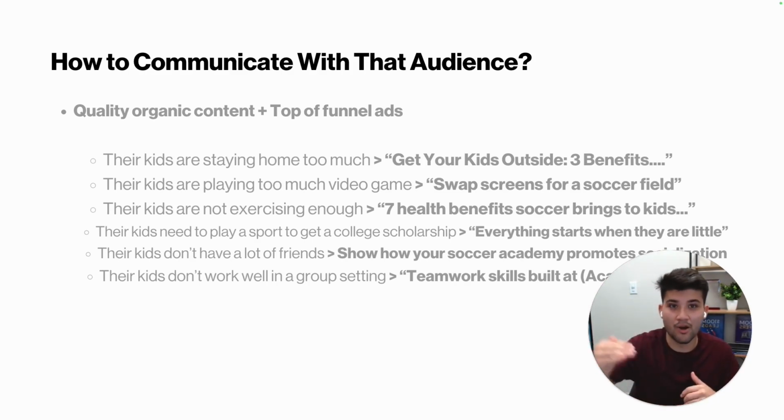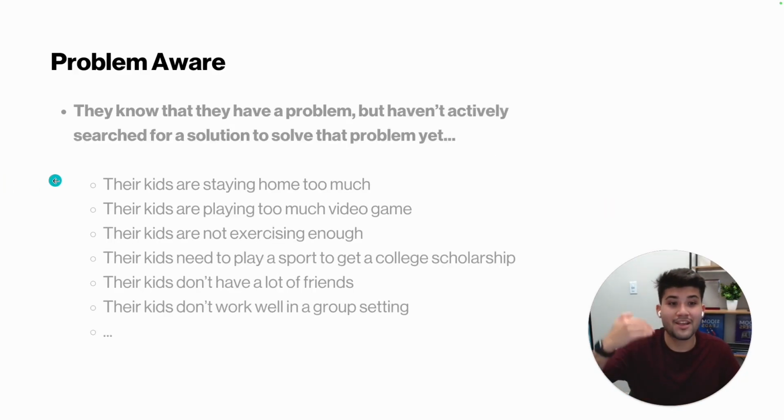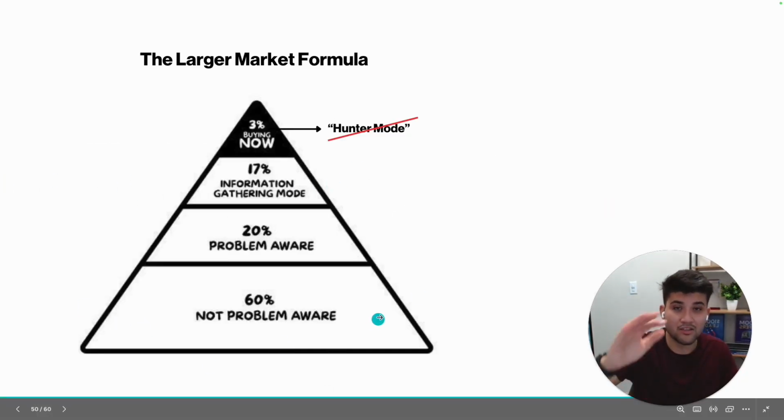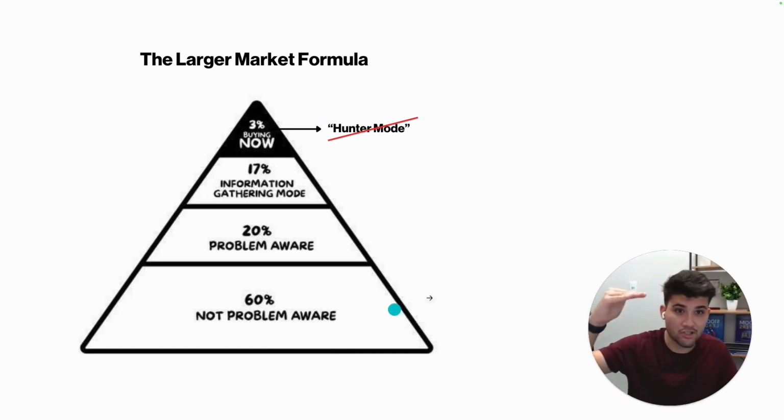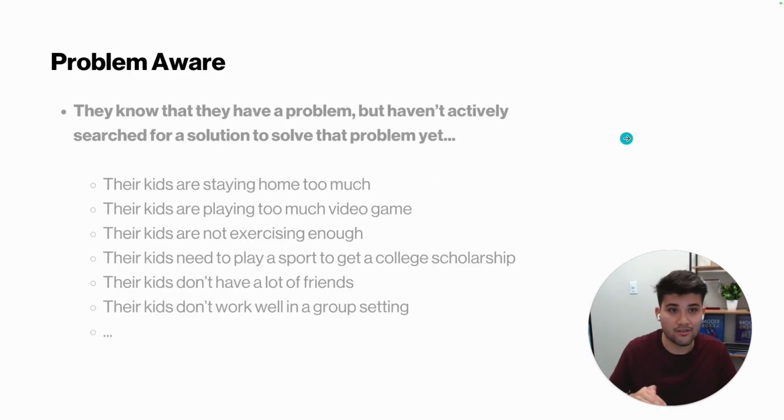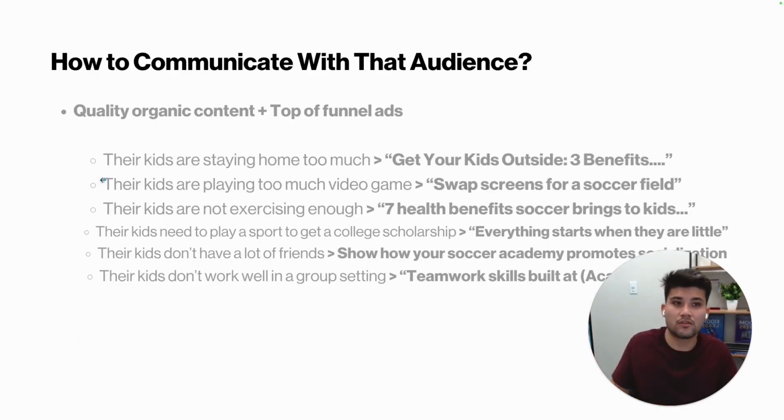Why do we have top, middle, and bottom of the funnel? Because not everyone is ready to buy. So you need to first grab their attention, then nurture them, then sell to them, right? So it all comes back to this larger market audience again.